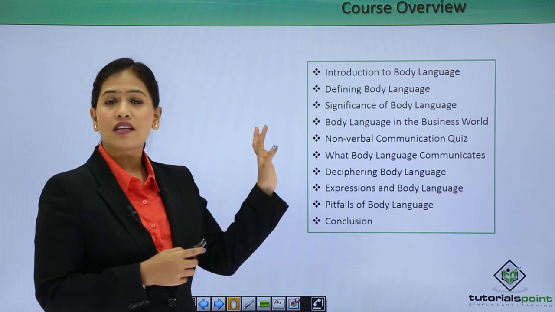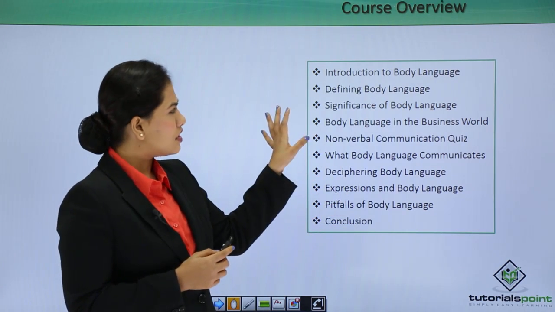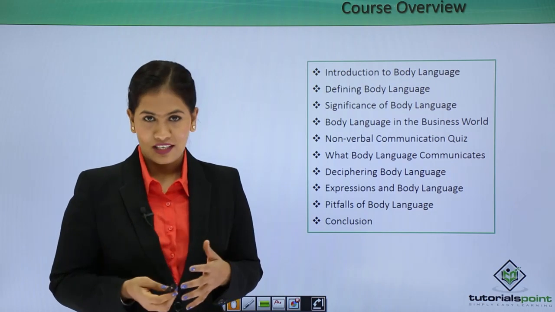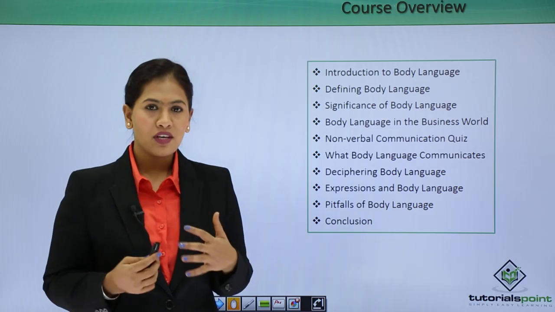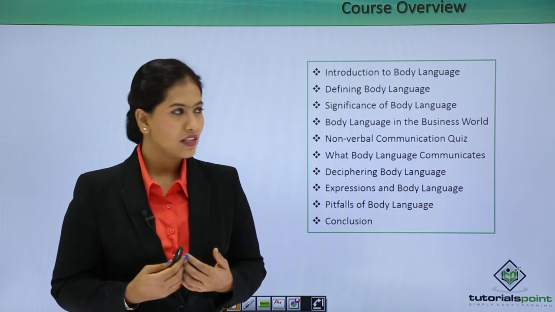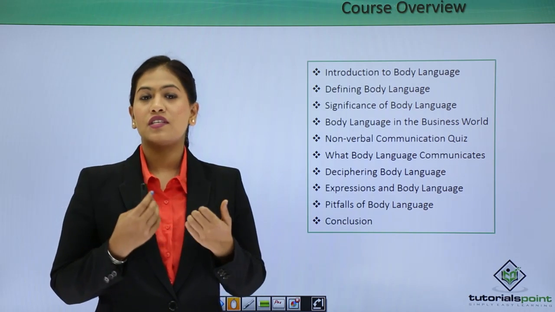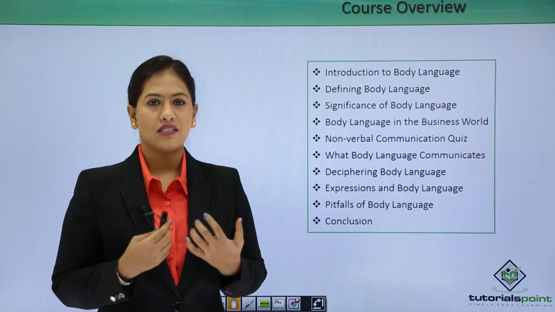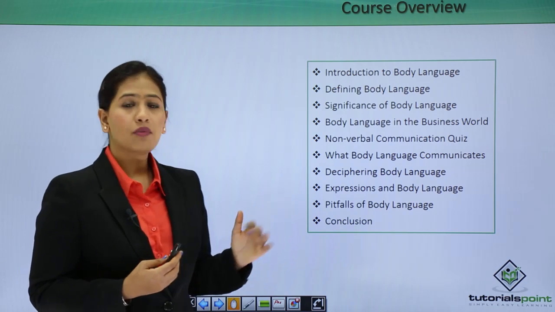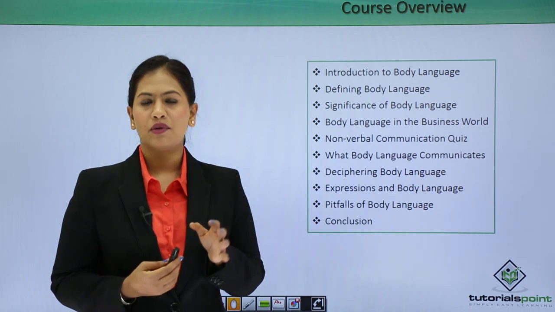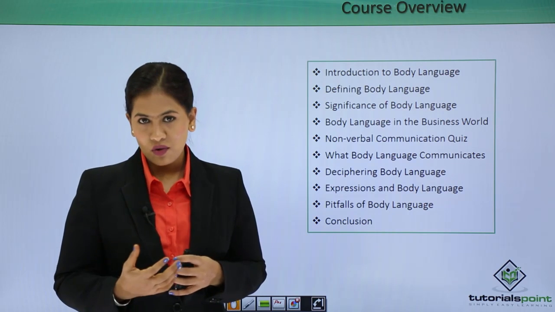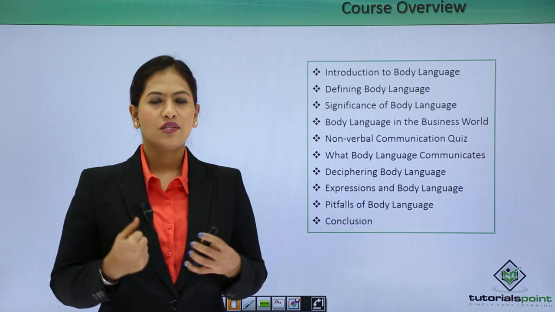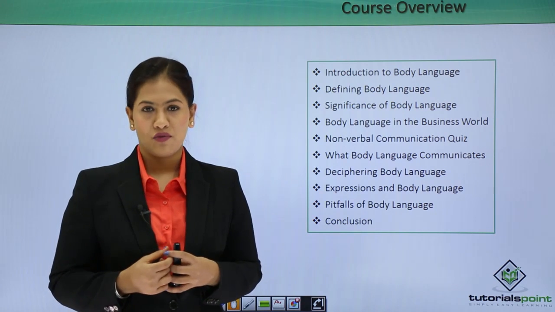Moving forward, we'll understand more about the course overview, which is an Introduction to Body Language, and why it is important to get introduced to a study called body language. And defining body language, let's have a working definition for it. Significance of body language, the importance laid on body language as a study and as a usage. And a non-verbal communication quiz, just to understand a little bit how we go back and incorporate this after watching this video tutorial, and also share the same with your loved ones, your family members, your colleagues and your friends.